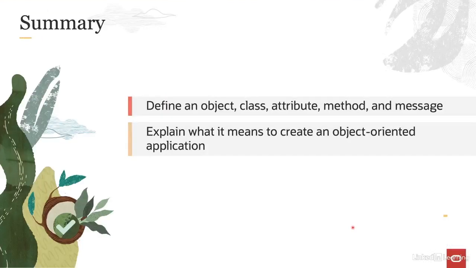So in summary, we've seen how to define an object, a class, an attribute, a method, and a message, and we've explained what it means to create an object-oriented application.